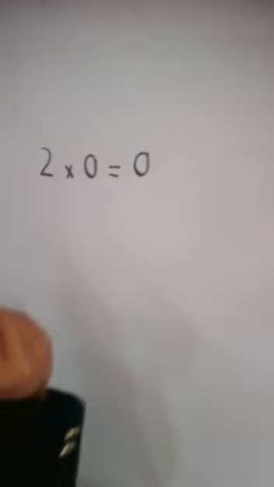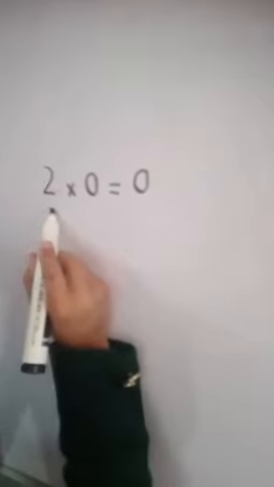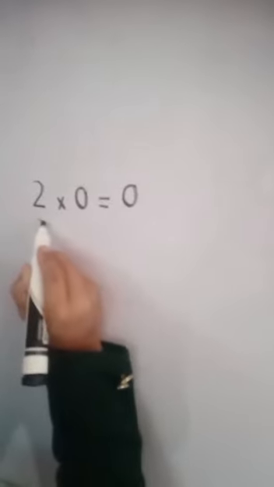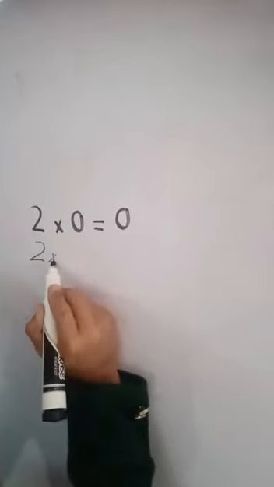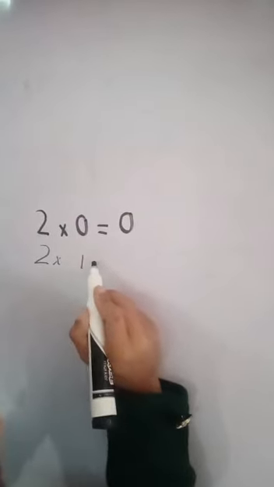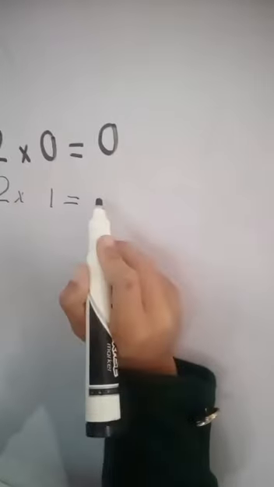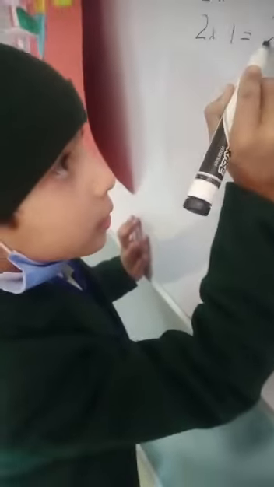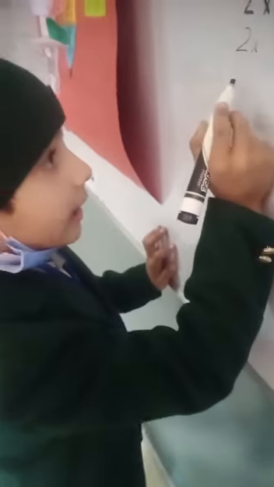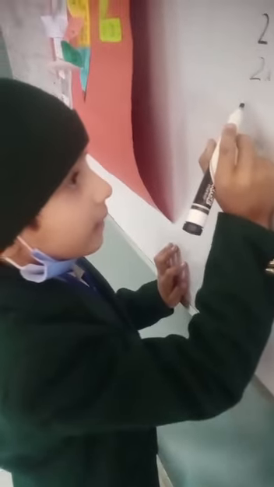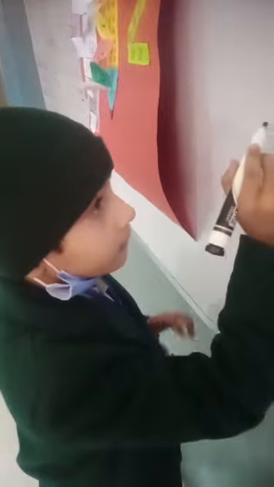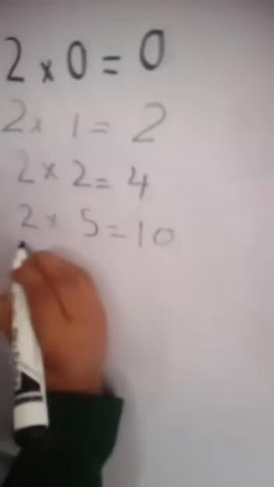Now put here, 2 ones are? 2. And 2 twos are? 4. And 2 threes are? 6. 2 fours are? 8. 2 fives are? 10. Clapping for Amar.